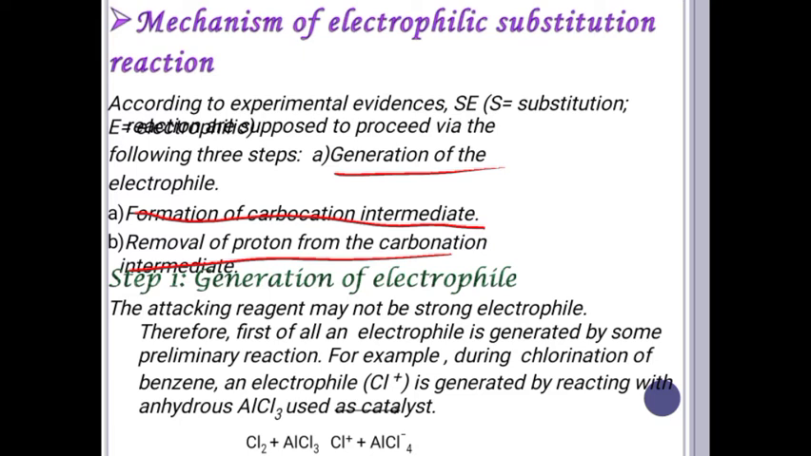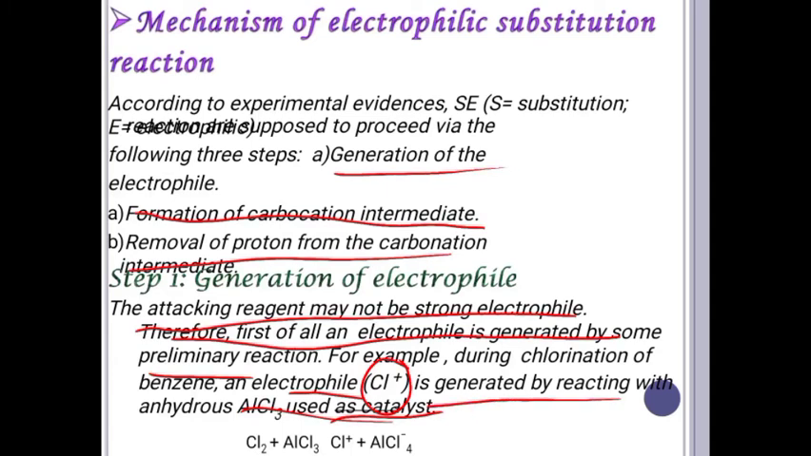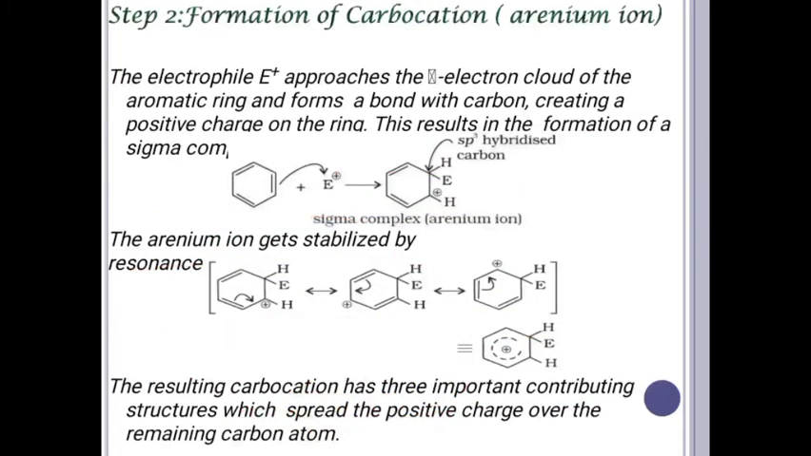We know in the reaction we are using anhydrous AlCl3. It's a Lewis acid, and here it is used as a catalyst. So, the attacking reagent may not be a strong electrophile. Therefore, first an electrophile is generated by a preliminary reaction. For example, during chlorination of benzene, the electrophile Cl+ is generated by reacting chlorine with anhydrous AlCl3, which produces Cl+ and AlCl4-. So, this Cl+ is our electrophile.